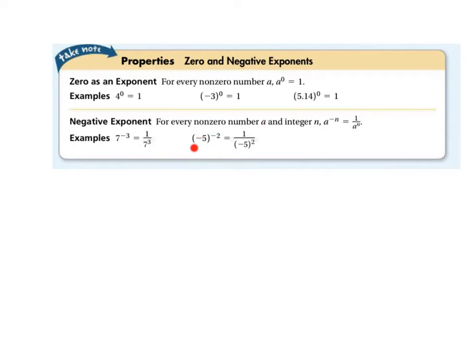Negative 5, notice the parentheses forcing the entire thing, to the negative 2 is 1 over negative 5, again, the whole thing in parentheses squared. So this would be 1/25 here in this case.